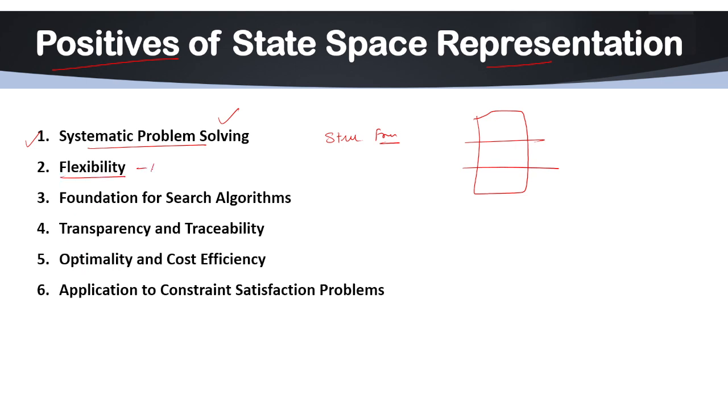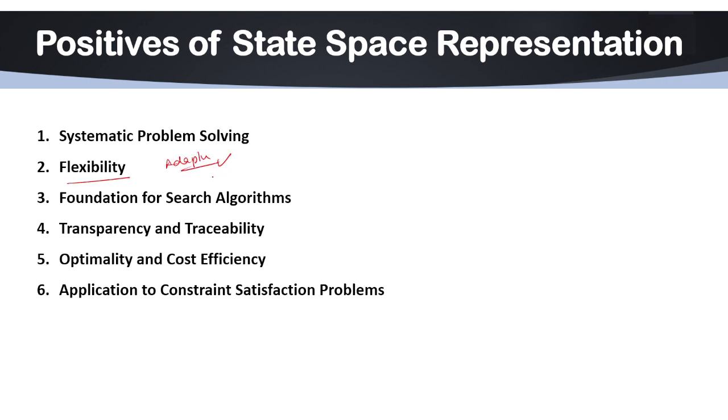Next positive is flexibility. As we all know, in all AI systems, the flexibility of the system is very important. State space can be applied across various problems like pathfinding, autonomous driving, planning, game playing, etc. Due to the adaptable nature of any AI system, we use state space representation. Basically, it is a universal model that fits many scenarios from simple puzzles to complex decision making processes. That's why we should use state space representation for its flexibility, which is related to adaptability also.